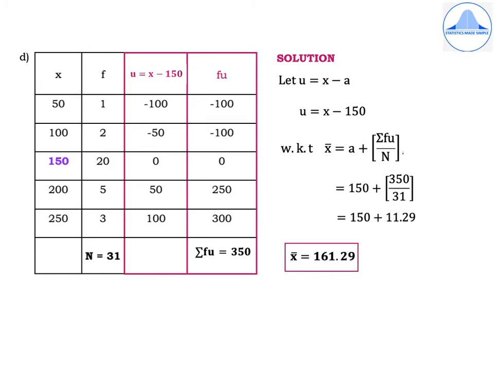In the table, form the third column as u equal to x minus 150. So 50 minus 150 is minus 100, 100 minus 150 is minus 50, and the next u value is 0, 50 and 100. Now we calculate fu values in the fourth column, which are minus 100, minus 100, 0, 250 and 300. Summation fu is equal to 350. Substitute the totals in the mean formula, which is equal to 150 plus 350 divided by 31, which is equal to 150 plus 11.29, or x bar is equal to 161.29.